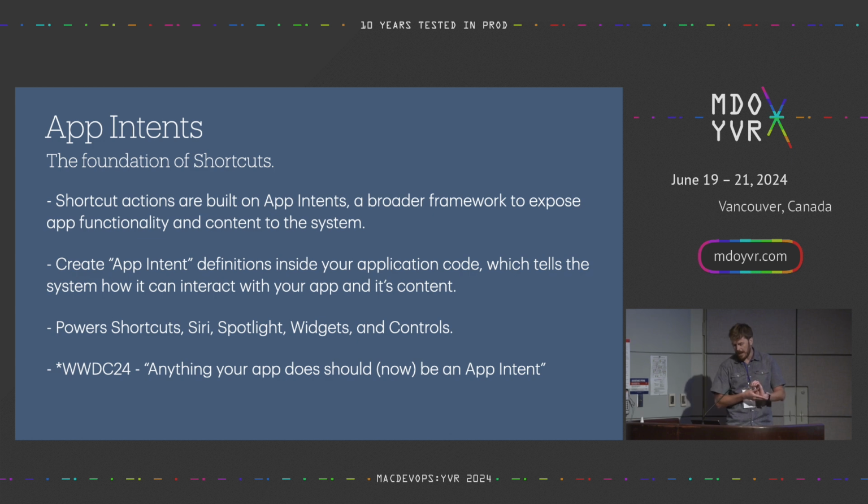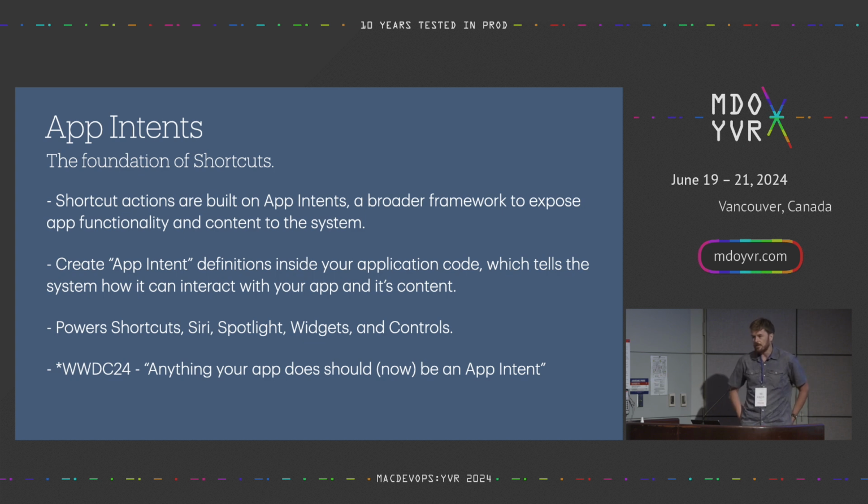Shortcuts are built on app intents. So app intents is a broader framework to expose app functionality and content to the system. So at a high level, you're creating these definitions inside your code, and it's advertising to the system what your app does. It powers things like shortcuts, Siri, Spotlight, widgets, and now controls as well.